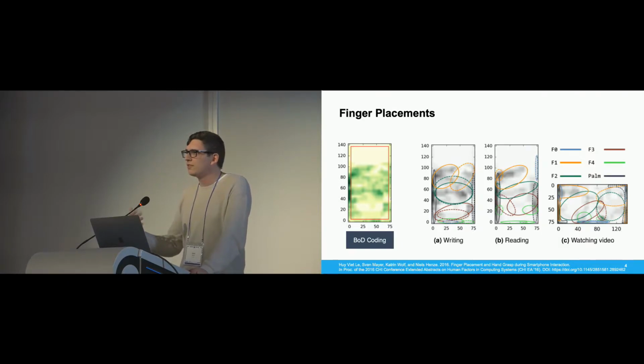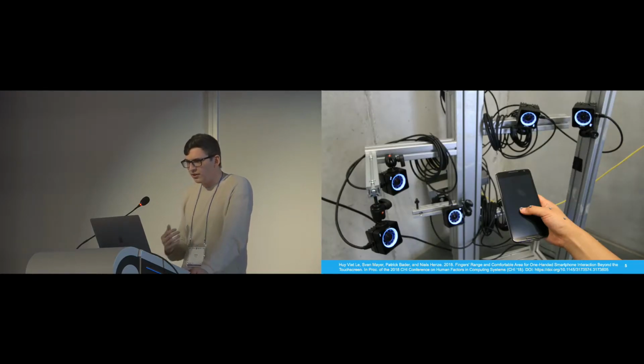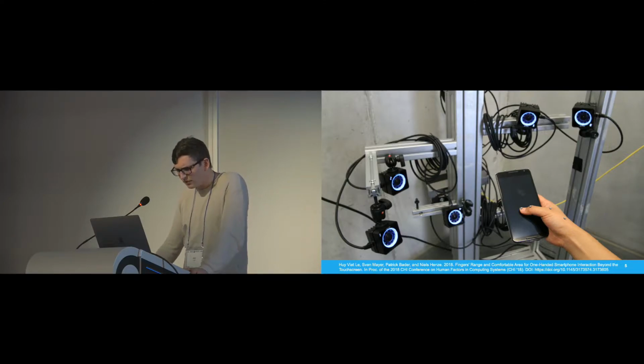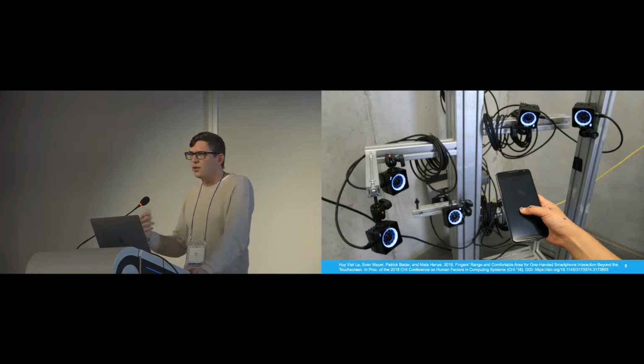This was our first investigation, and we saw that the task highly influences how the fingers are placed on the back and, of course, on the front. In a more thorough study, we then used a motion tracking system to understand the ergonomic region, the comfortable area where the fingers can move around the device, both on the front and the back.